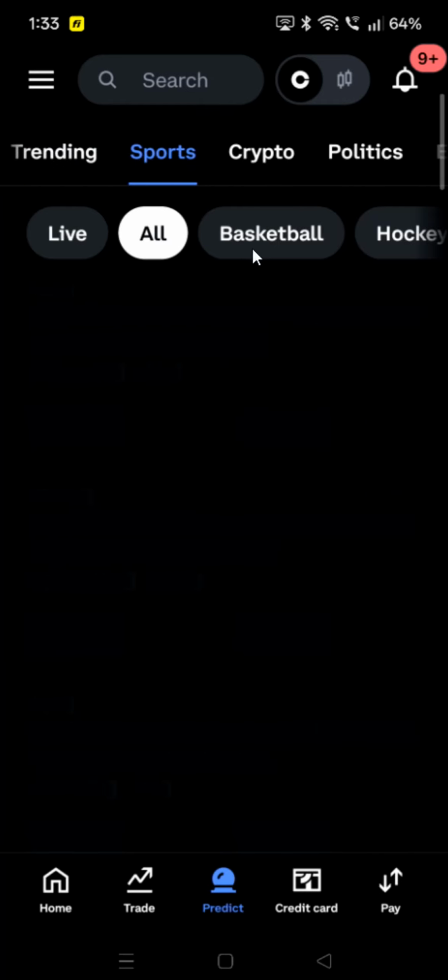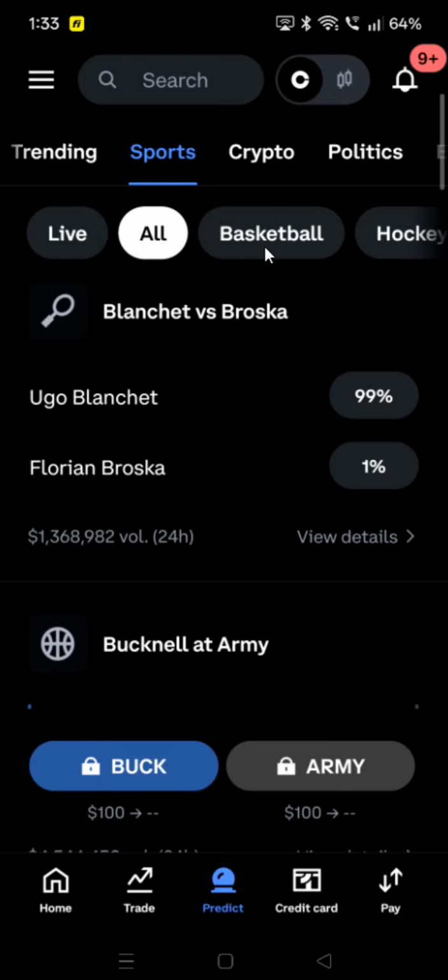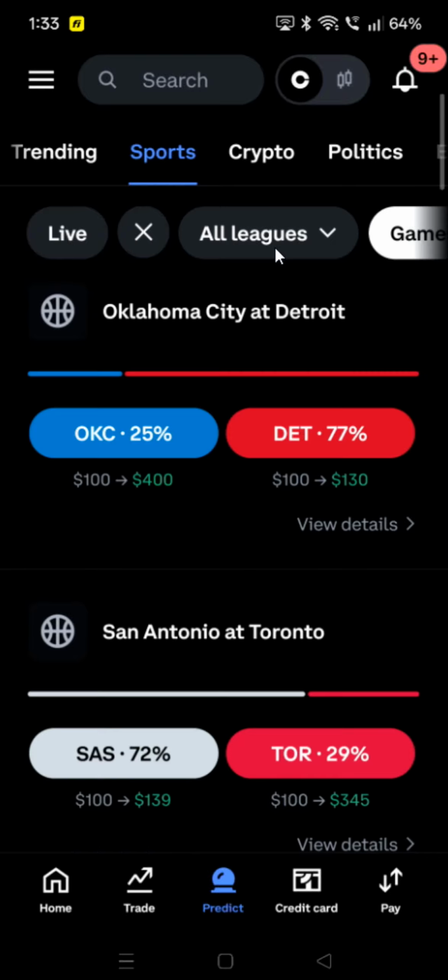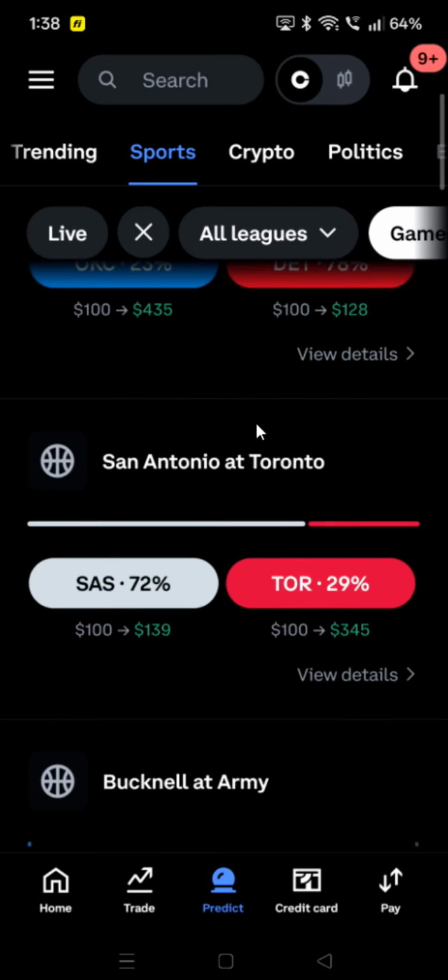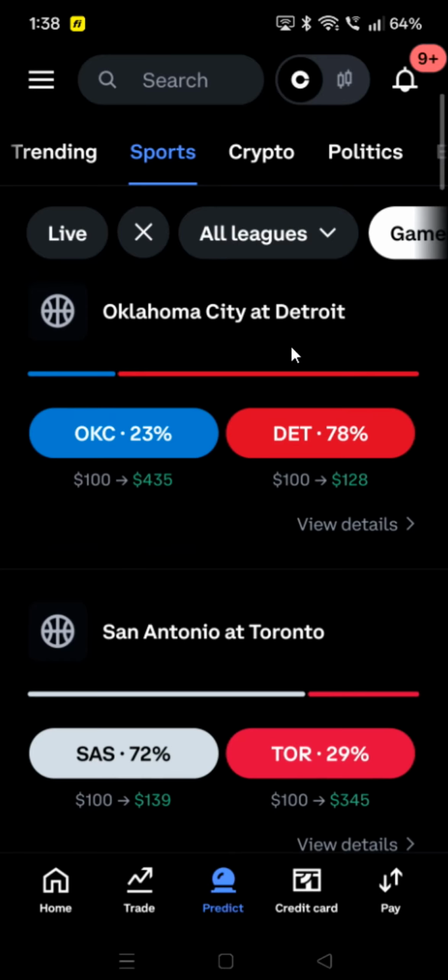So I click on that tab and I want to take a look at basketball games. So I'm going to filter it by basketball. And the top trending basketball game for tonight is this Oklahoma City at Detroit matchup. And let's say, for instance, I think Oklahoma City has a better chance of winning this than what the odds say. So at 23%, if you put $100 down on this, and this gets all the way up to 100%, you would cash out $435. Of course, the market doesn't expect this to happen as much as a Detroit win. That's why you would get paid out more in this instance.